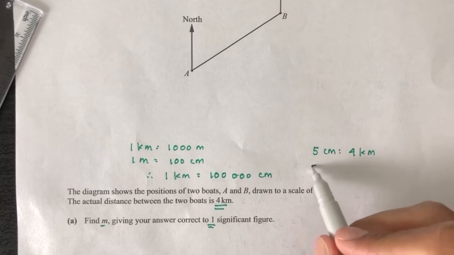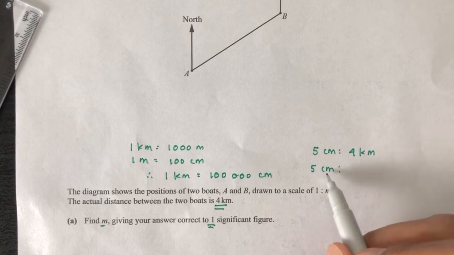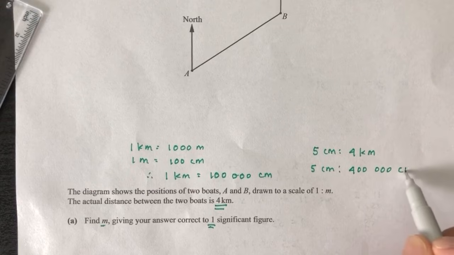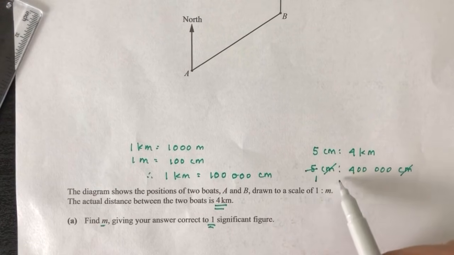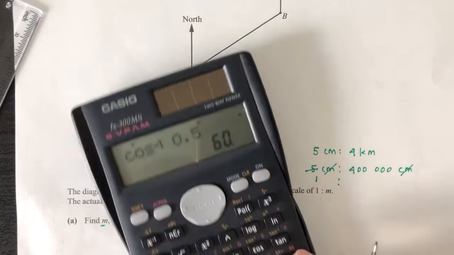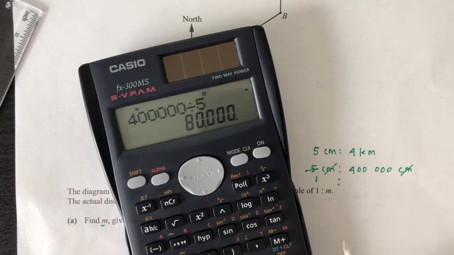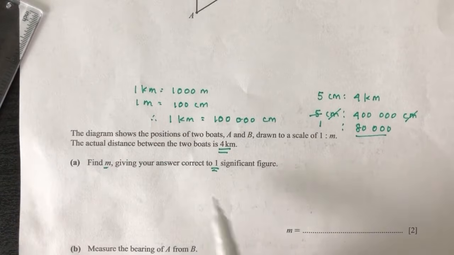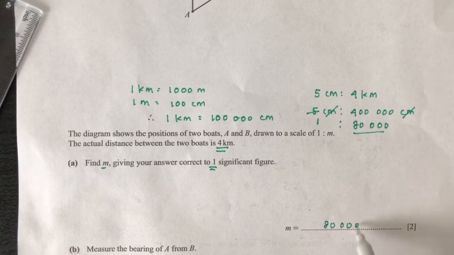So we have to replace this in this equation here. On one side we have 5 centimeters, and on this side we have 4 km. So 4 km in centimeters will be 400,000 cm. So divide by 5, we have 1. What is 400,000 divided by 5? That will be 80,000. So this is your scale for this drawing. The value of m correct to 1 SF will be 80,000.